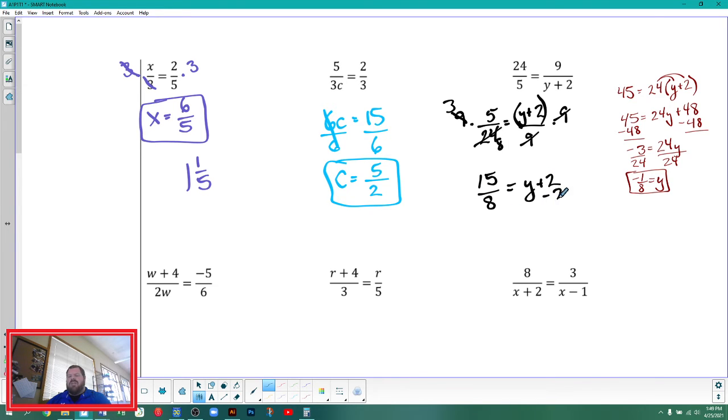Because now I have to subtract 2 on both sides. Okay, and subtracting 2 from this fraction, I need common denominators. I'm going to call it minus 16 over 8, which is 2 with a denominator of 8. 15 eighths minus 16 eighths is going to be negative 1/8. Okay, so that's probably the part of this problem that's a little bit harder to do that we got to avoid by using cross products. Okay.